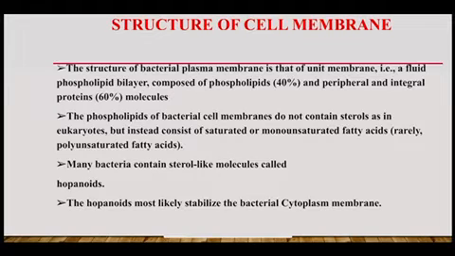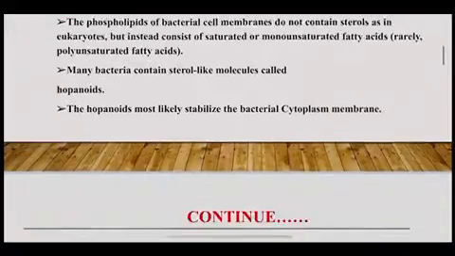The phospholipids of the bacterial cell membrane do not contain sterol as in eukaryotes, but instead consist of saturated or monounsaturated fatty acid, rarely polyunsaturated fatty acid. Many bacteria contain sterol-like molecules called hopanoids. The hopanoids most likely stabilize the bacterial cytoplasmic membrane.